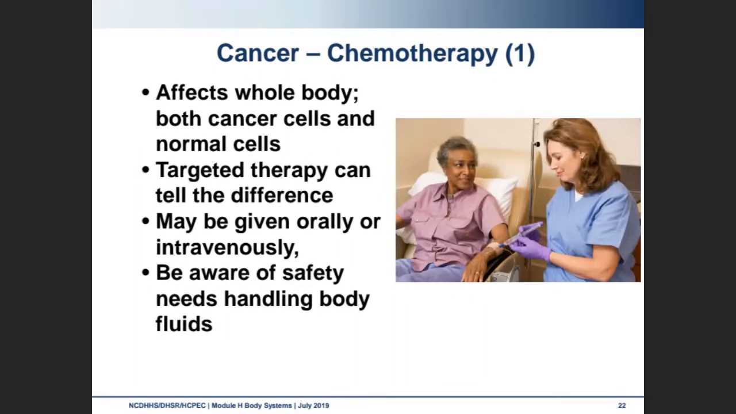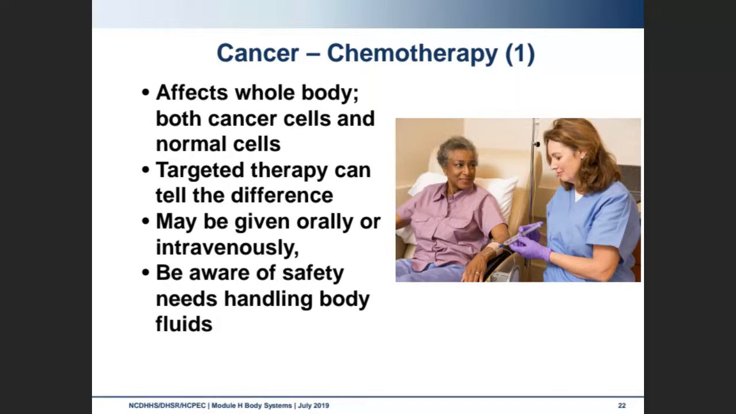There's also chemotherapy. This affects the whole body, both cancer cells and normal cells, though there are some targeted therapies these days that can be given that know how to tell the difference between a cancer cell and a normal cell, which is pretty amazing. Chemotherapy may be given orally or intravenously, which may require a port. So sometimes if you've seen someone with a port, this allows that port to be accessed for therapy repeatedly over time. So we're not having to continuously stick these patients.